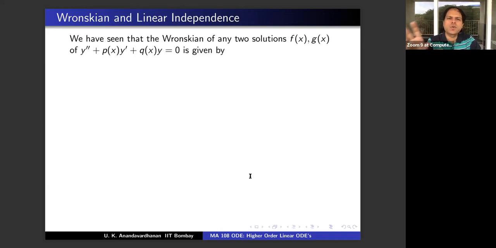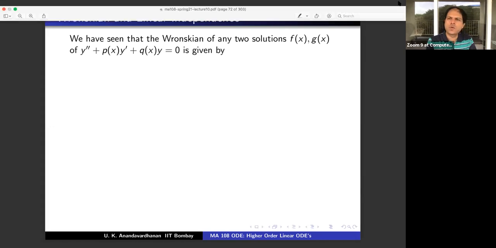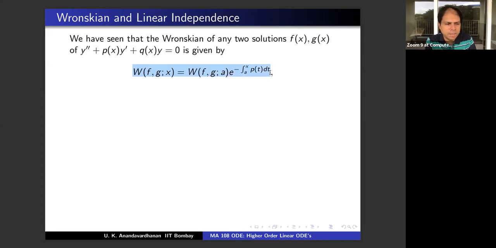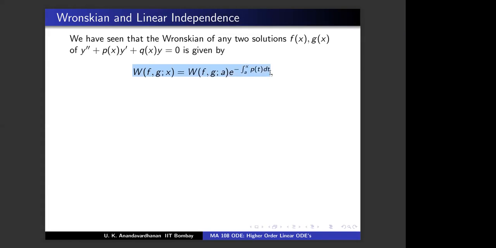And now we will come to Wronskian and linear independence. So this also we have done earlier. We have seen that the Wronskian of any two solutions, f and g, is given by, what was the word for this? One word you have to give me. What is the word? Abel. Abel. Okay.